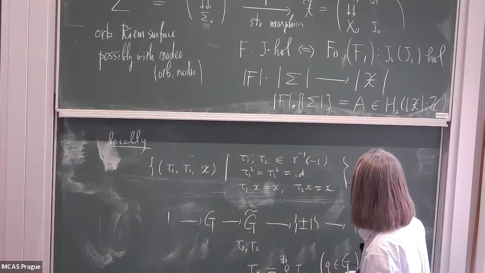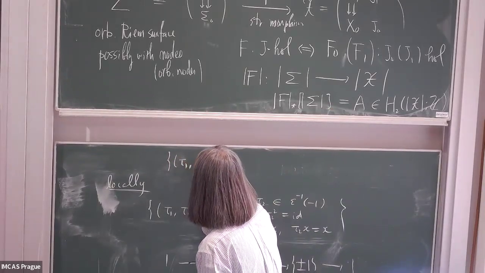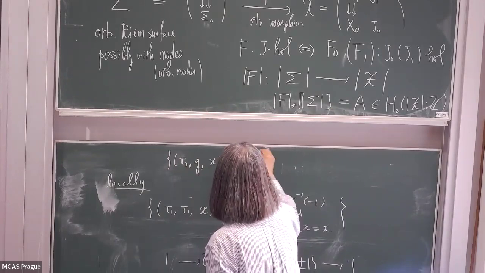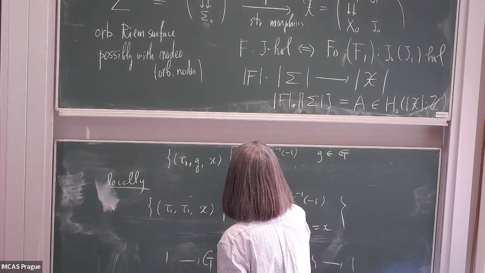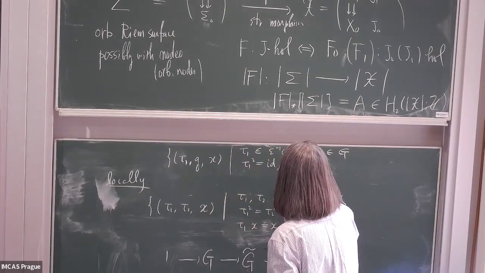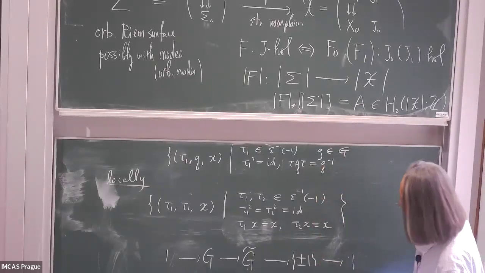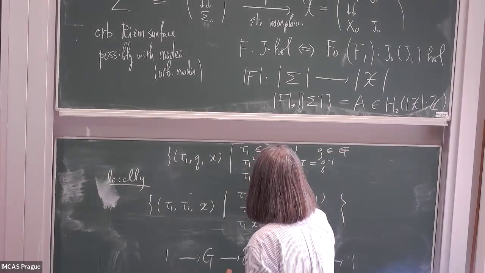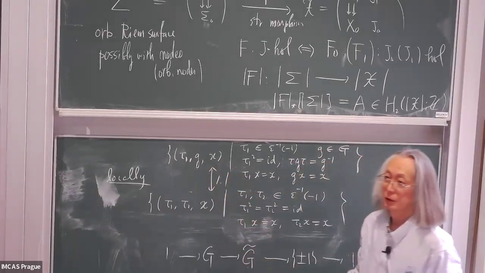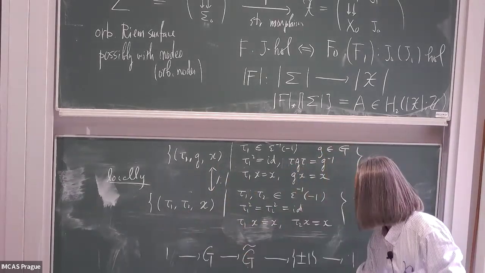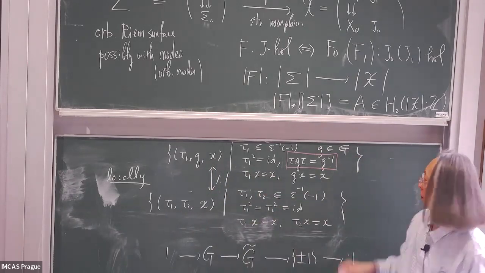If I write in this way, then this can be identified with the following: tau1 and g and x, so that tau1 is inside of this epsilon inverse of minus 1, and g is from G, and then tau1 squared is equal to identity, and g tau is equal to g inverse. Since tau is an involution, this is actually conjugation by tau. And then tau1 fixes x, and g fixes x. So they are in one-to-one correspondence. Instead of this tau2, I just use this g to write it. Then here I can find the dihedral relations. So these are the dihedral relations.